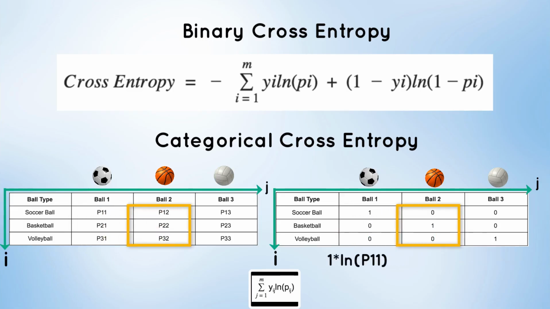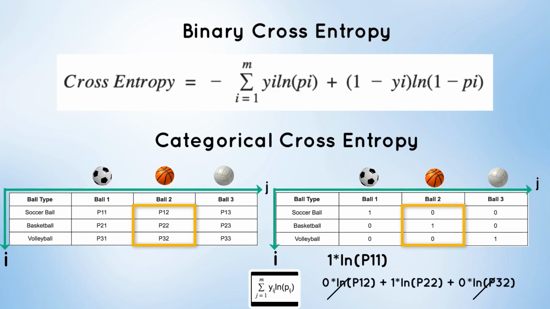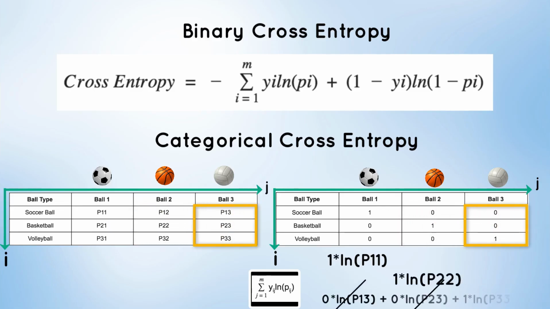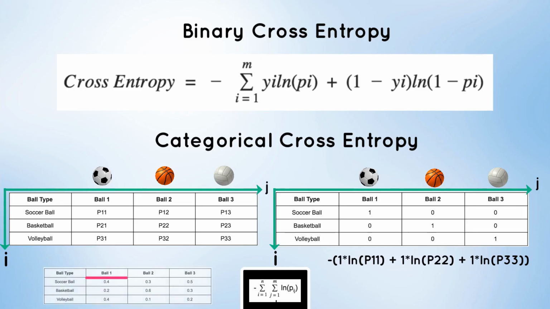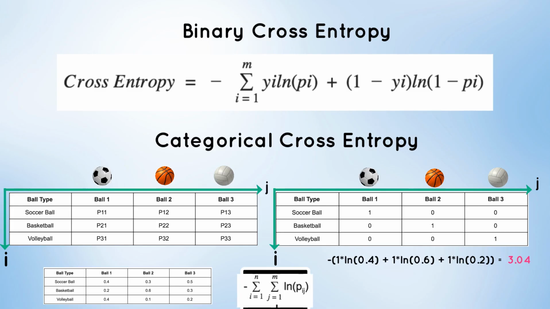Then we do the same thing for the second column. Notice the first and third values cancel out, thus only taking the ln of the probability of the second ball being what it actually is, a basketball. And the same thing for the third column. The first and second values cancel out, and then we end up adding everything up along the axis i. The next step is to then take the negative and thus obtain the total cross entropy. We know P11 was initially 0.4, P22 was 0.6, P33 was initially 0.2, and would you look at that, we get the same equation as before with the same result, 3.04. And that will be the formula for multi-class cross entropy.